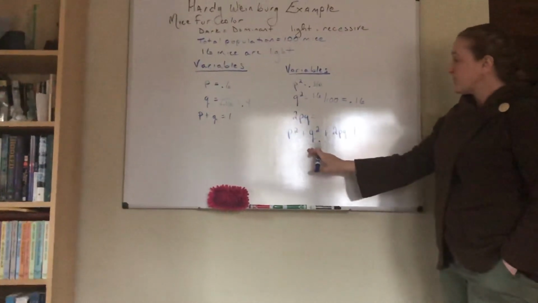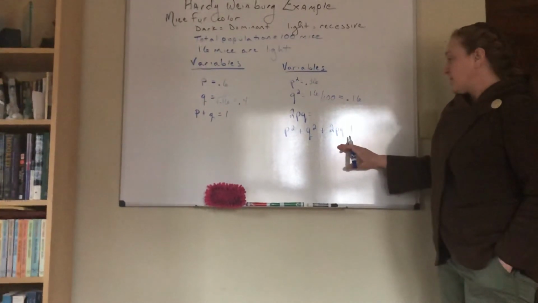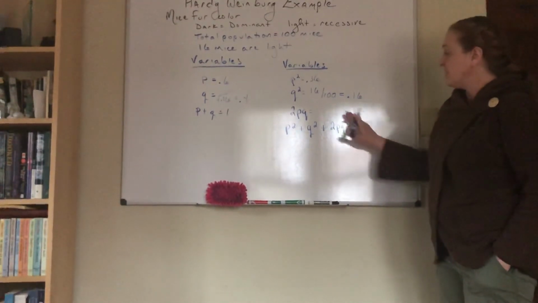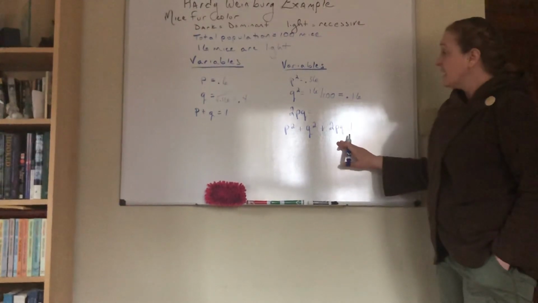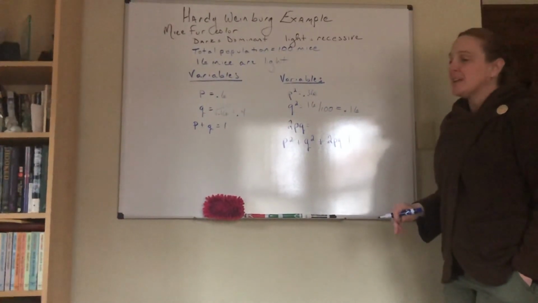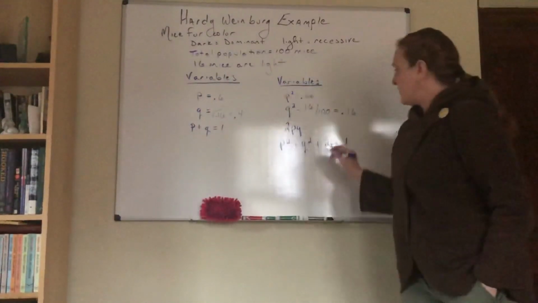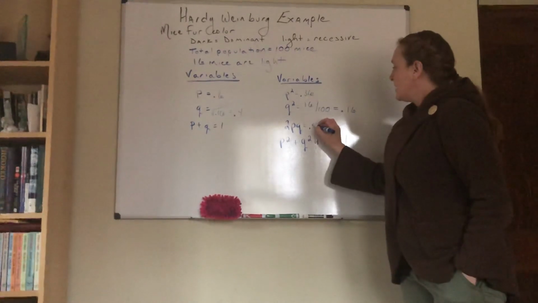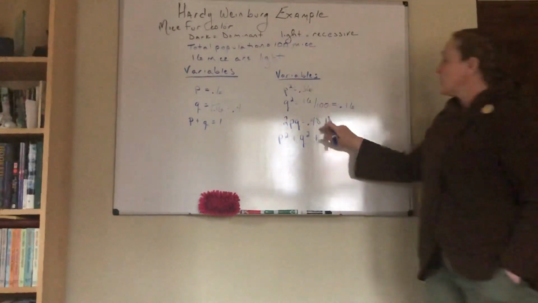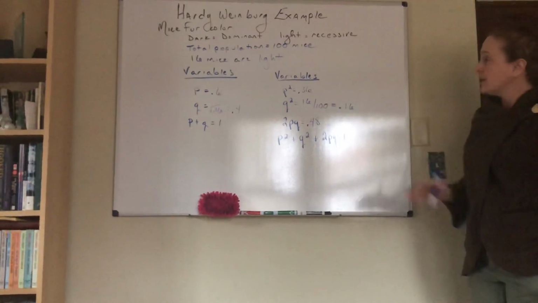I can use my equation: 0.36 plus 0.16 minus 1 will give me my 2PQ, or I can take 2 times 0.6 times 0.4. Either way, I'm going to get the same number, and that number is going to be 0.48. So 48% of my population is going to have that heterozygous genotype.